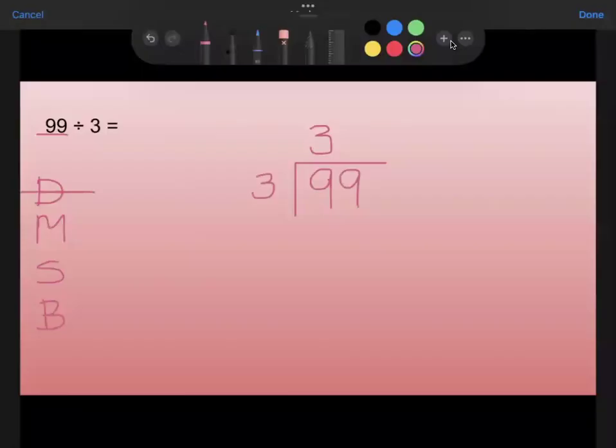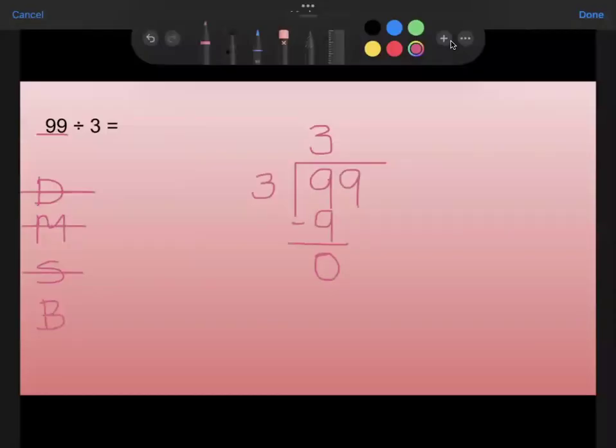Second step is multiplication. What you want to do is take the number you just put on the top and multiply it by the number on the outside and loop it down over here. So 3 times 3 is 9. So that is the multiplication step. Up next is the subtraction step. Now what you're going to do is subtract these two numbers you just put on top of each other. 9 minus 9 is 0. So that is the subtraction step.